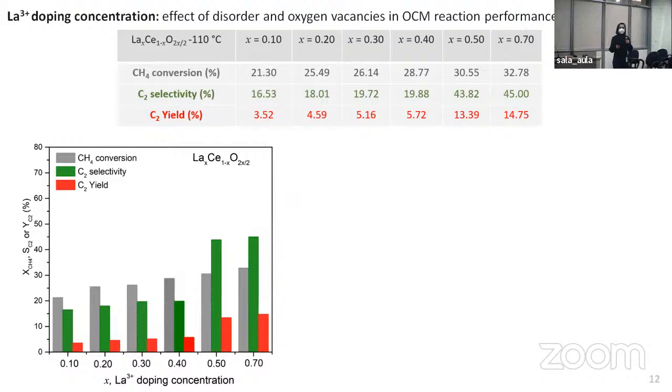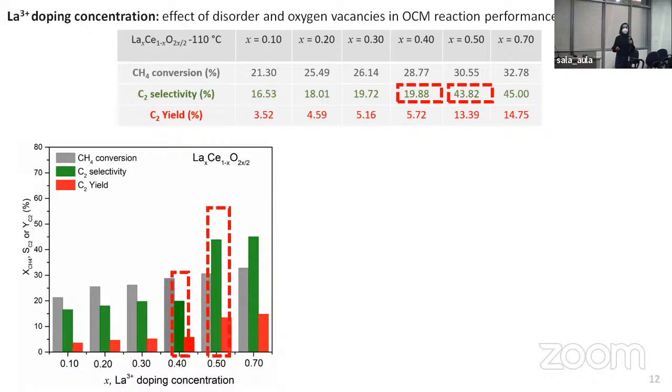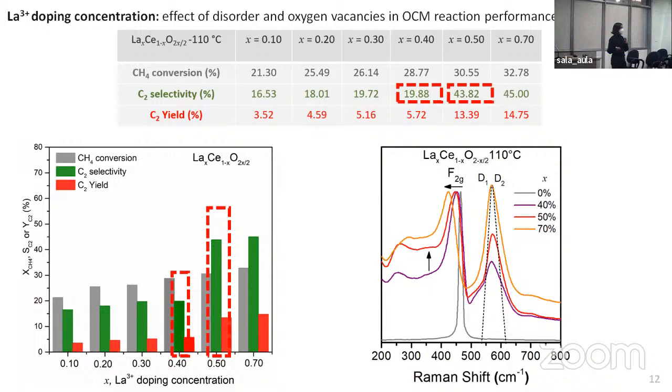Here is a really nice result that we got. We could see how the oxygen vacancies and the distortion of the microstructure of the fluoride were important to tune the conversion, and especially the selectivity. For the samples with 40% doping concentration and 50% doping concentration, we can see the selectivity doubles. We believe this is because of the appearance of the C-type structure, which could be important to improve the selectivity, and also the amount of oxygen vacancies.